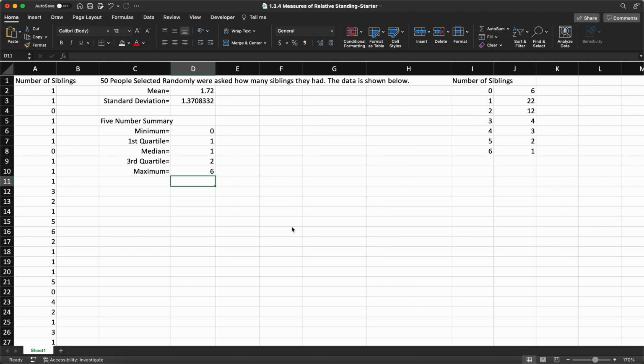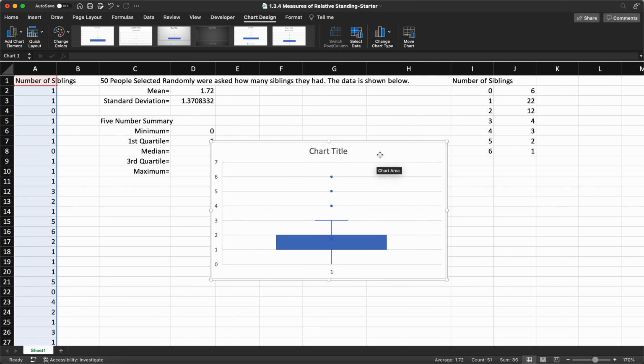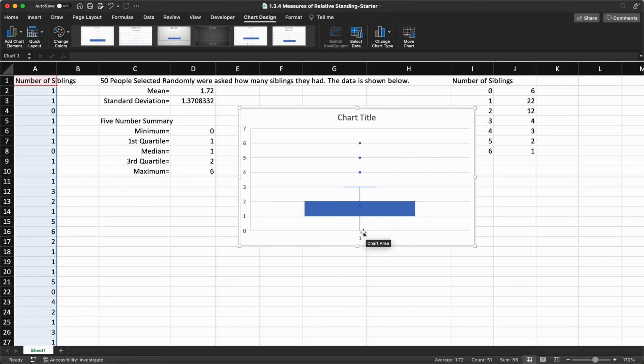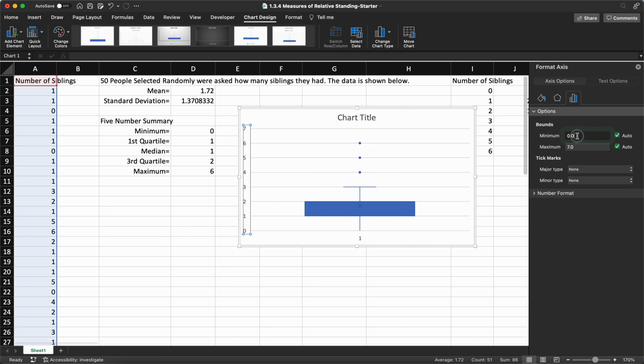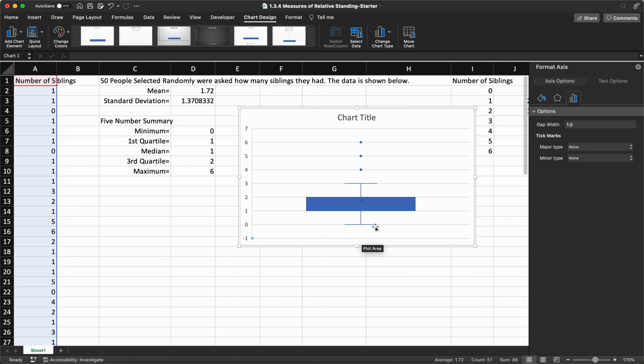Now, how is this 5-number summary useful? Well, if I were to select the original data and insert a box and whisker plot, what we're going to see here is that our minimum is 0, and so it's actually on this bar here. I think if we put our minimum as -1, we can see it a little bit better. Okay, so we can see our whisker ends here at the bottom at 0, and that was my min. This box starts at 1.